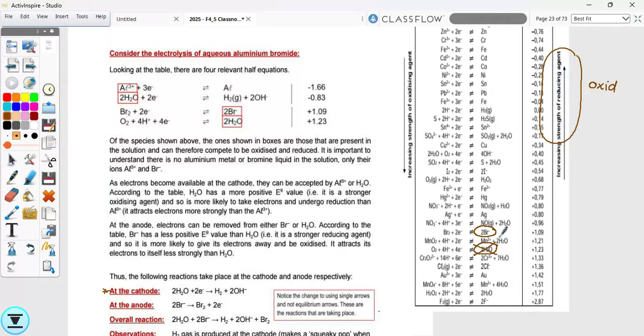It beats water, so that means water is not going to react, and that's why at the anode they wrote the Br reaction. Are you happy with that? Okay. So please remember the tests. Hydrogen is the one that explodes with a squeaky pop sound, and oxygen is the one that makes something relight.